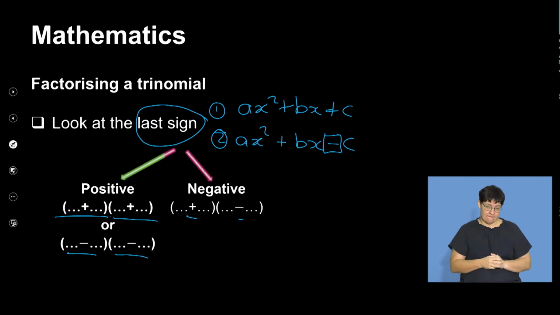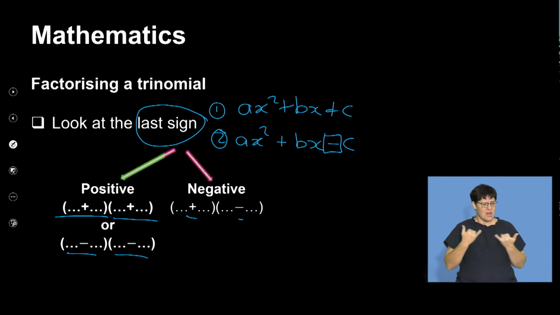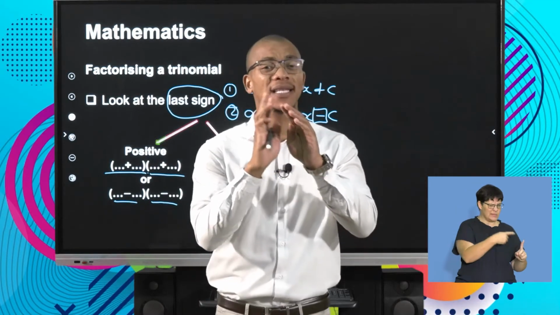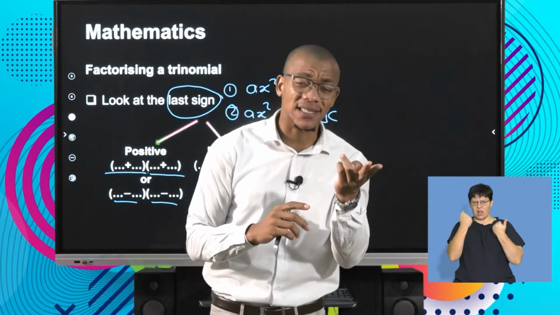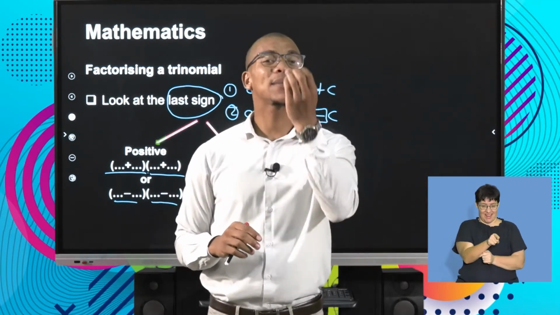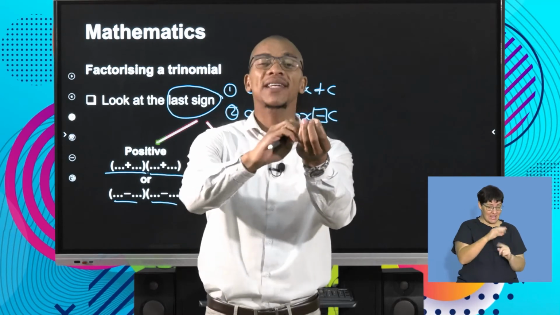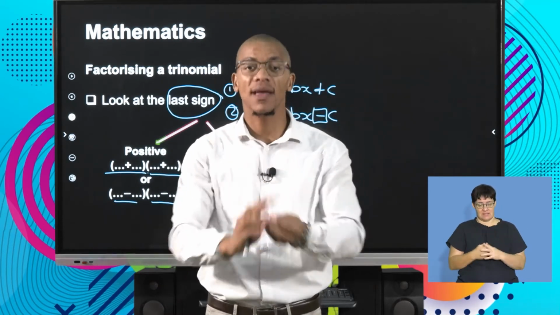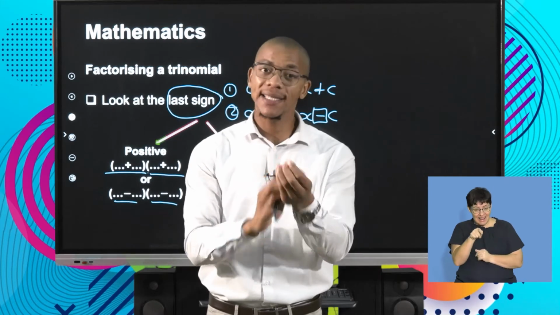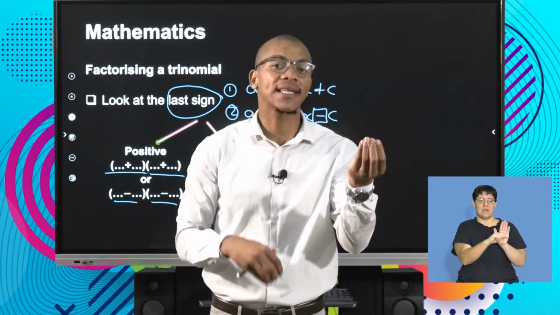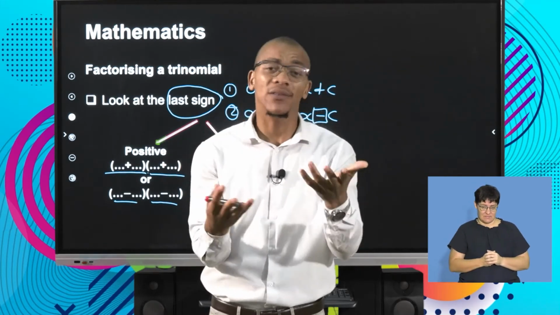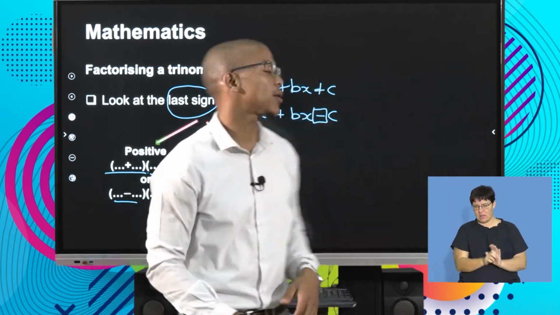Now let's go back to the positive one. If the last term is a positive, it means it's either plus, plus, or minus, minus. How do you then determine whether plus plus or minus minus? You look at the middle term. If the middle term is a plus, then it's definitely a positive and a positive. If the middle term is a minus, then it is definitely a negative and a negative. Let me give you examples of what I'm talking about.